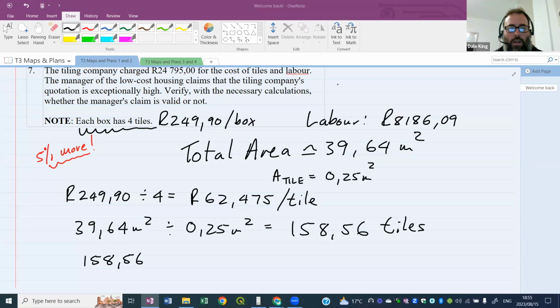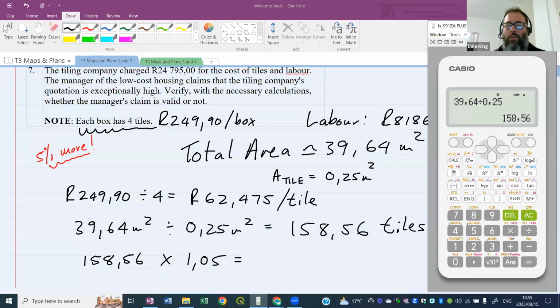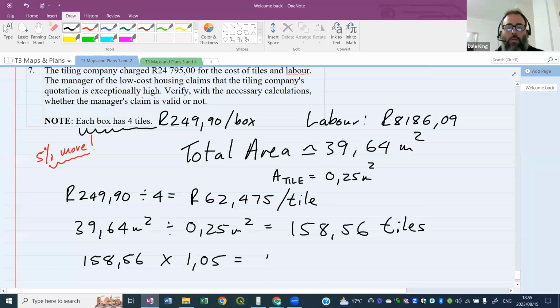You can either say 158.56 plus 5% times 158.56. You can do it that way, or you can do the short way, which is just 158.56 times 1.05. I taught you guys that at the beginning of the year. I hope you remember. That's a quick one-step way to do it. So I'm not even going to round off yet. Like Ben said, do not round off during the question. Just add on your 5%, which gives you 166.488.